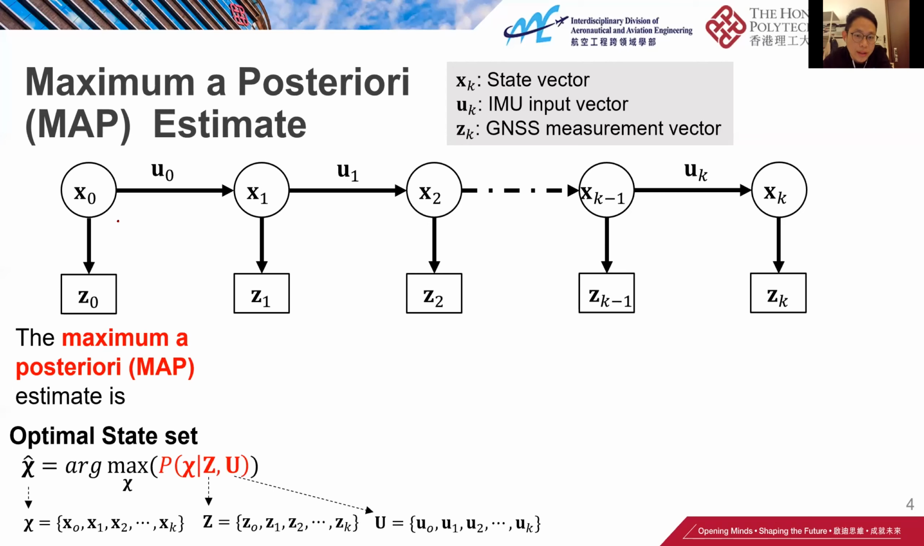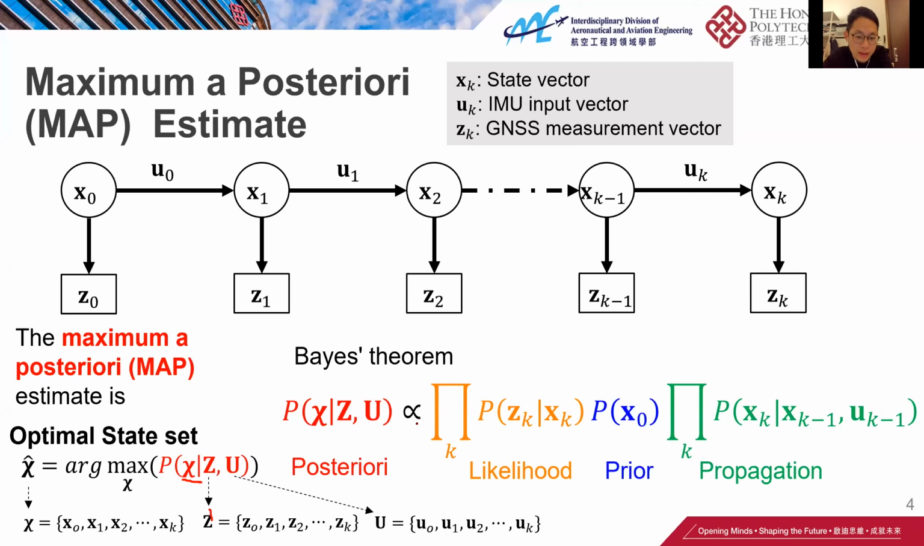X is the state that we estimate. In this MAP estimate, we want to find a subset of X. X means your position and velocity. We're trying to find a subset, from epoch 0 all the way to K, that achieves the maximum posterior probability, conditioned on a set of Z measurements from 0 to K and a set of input measurements. That is our goal.